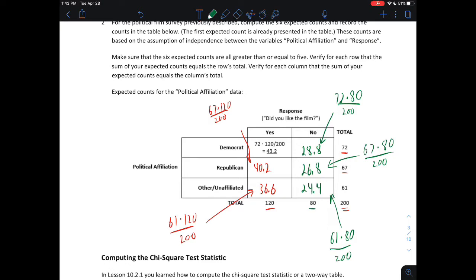And then while we're here, we can check the column totals also. 43.2 plus 40.2 plus 36.6 in the yes column does add up to 120, and then 28.8 plus 26.8 plus 24.4 in the no column does take us back to 80. So now we have our expected counts.